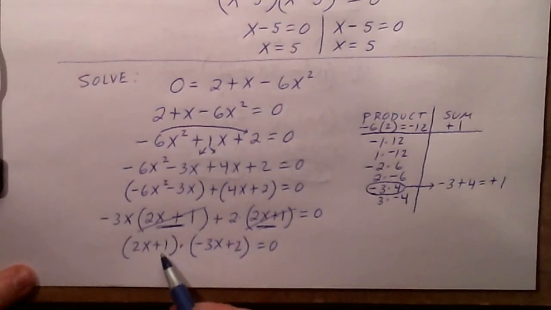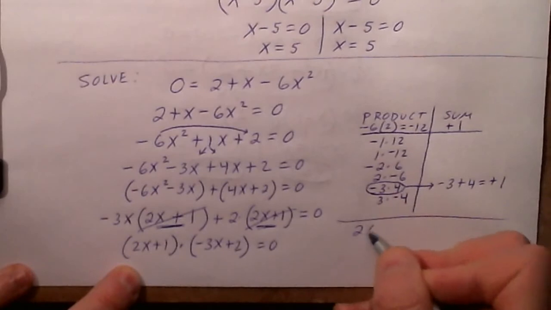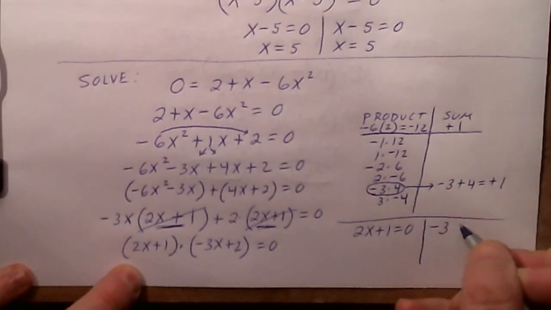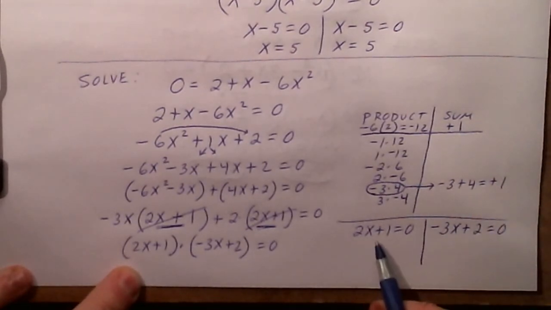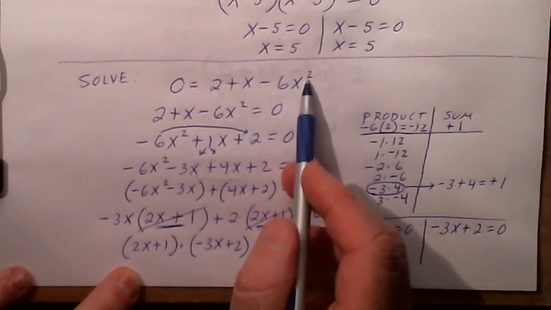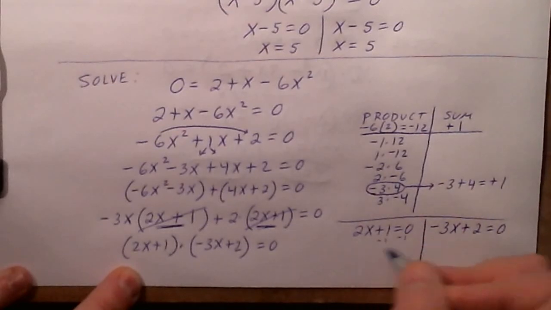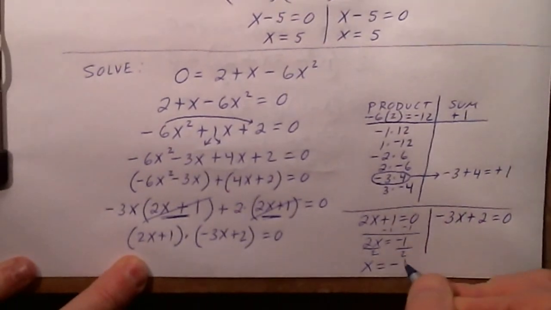Now what we do is we set both factors equal to 0. I'll do that over here. So we set 2x plus 1 equal to 0. And we set the other variable factor, -3x plus 2, equal to 0. All that remains now is solving these equations to wrap this problem up to get our two solutions to the second degree equation. Solving the first equation, we subtract 1 from both sides, divide both sides by 2, and one solution to the second degree equation is -1/2. That's one solution.